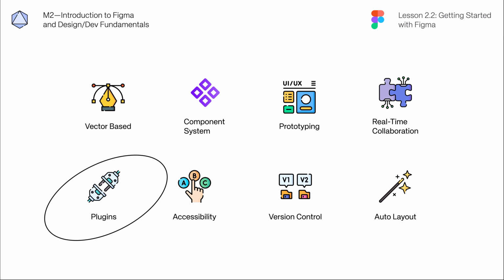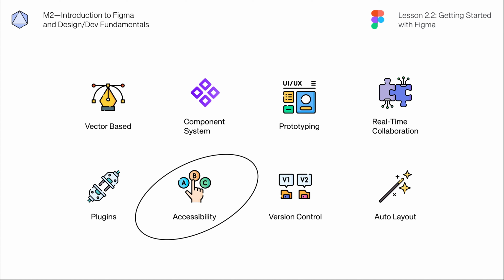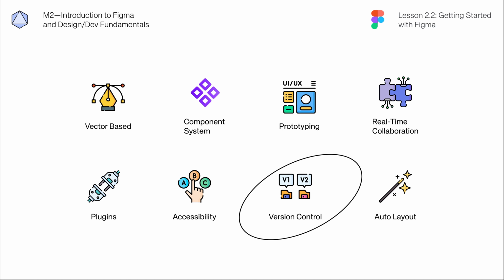Figma supports a variety of plugins that can extend its functionality. These plugins can automate repetitive tasks, add new features, and integrate with other tools, making your workflow more efficient. Figma also includes features that help you design accessible products. You can check contrast ratios and ensure your designs are usable by people with disabilities, making your designs more inclusive. It has built-in version control, allowing you to track changes and revert back to previous versions of your design.